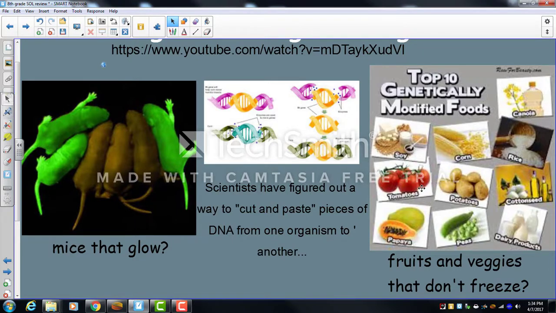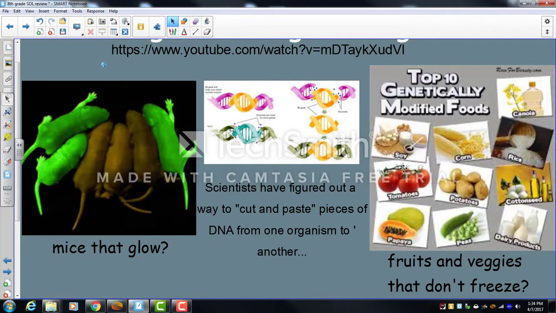Scientists have been able to create a tomato that doesn't freeze at 32 degrees by inserting the gene from a fish that lives in Arctic waters that keeps it from freezing. They've isolated that antifreeze gene from the fish, inserted it into the DNA of a tomato, and now your tomato doesn't freeze. It doesn't taste like fish. It doesn't have fish DNA. It just simply has an antifreeze gene naturally.